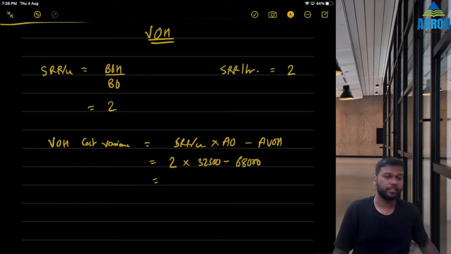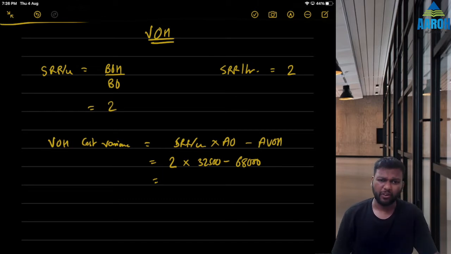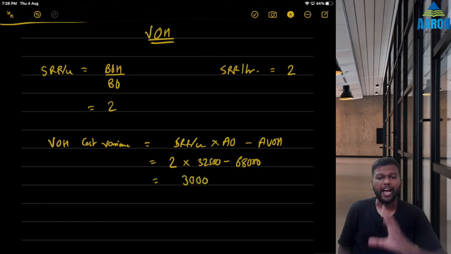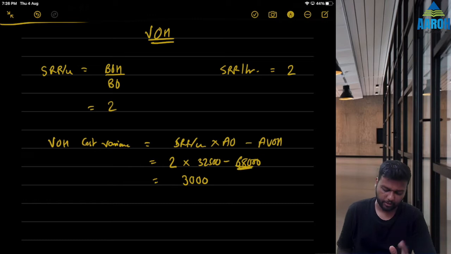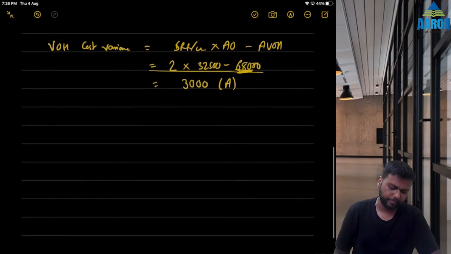So let's check how much this is. 2 into 32,500 minus 68,000, that is 3,000. Don't consider negative or positive. 3,000. Actual is more, right? The 68,000 is more because 32,500 into 2 is 65,000. So that means actual cost is more, so this is adverse. Don't go by negative, positive. It will not work everywhere in fixed overheads.